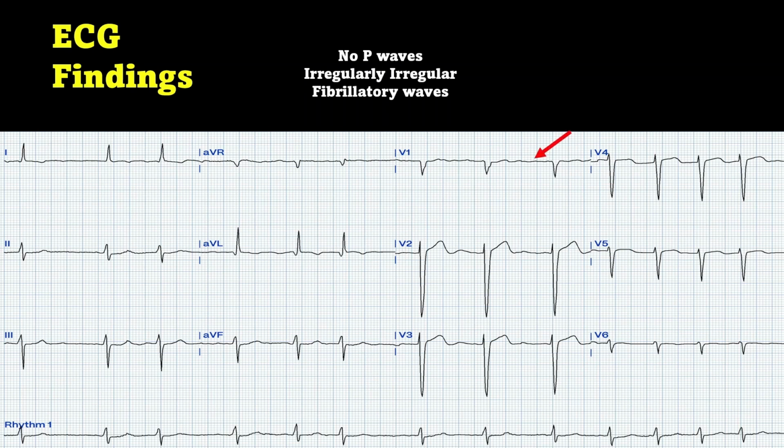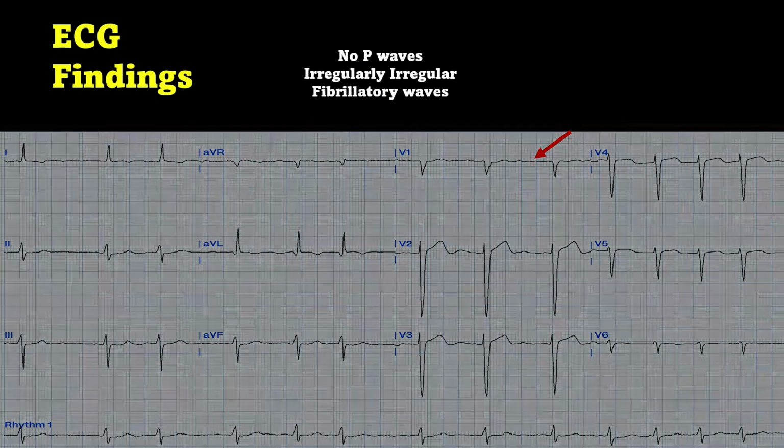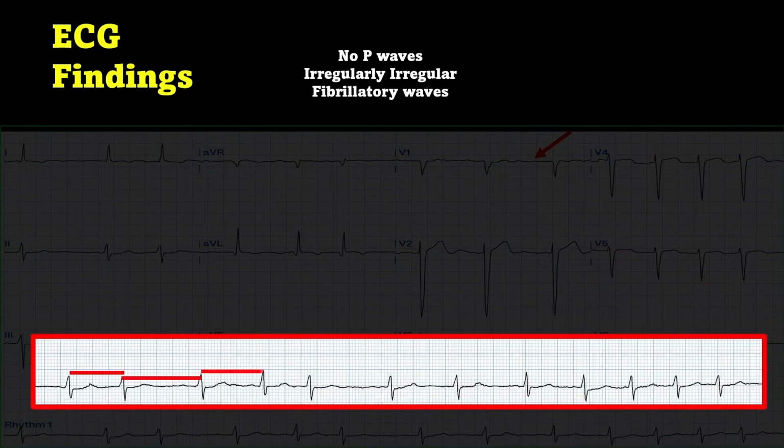If I look in V1, you can see these fibrillatory waves up here. There's no clear-cut P waves anywhere. And if we were able to zoom in on the bottom strip for irregular rhythms, we can see here that our R to R is completely variable.